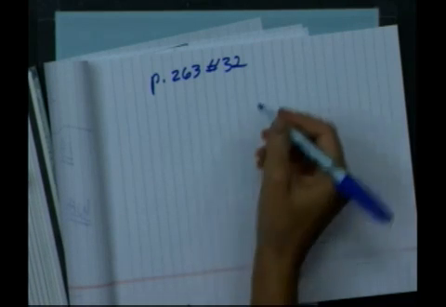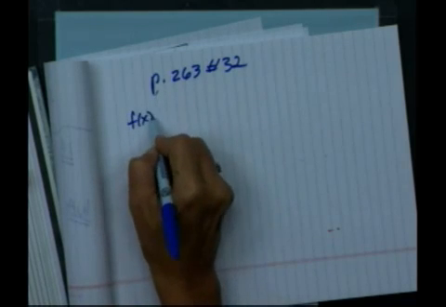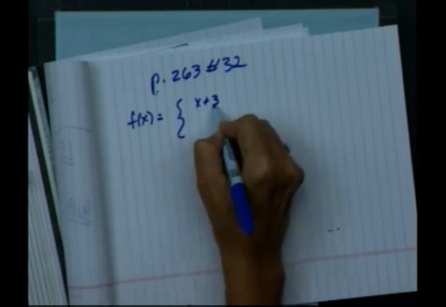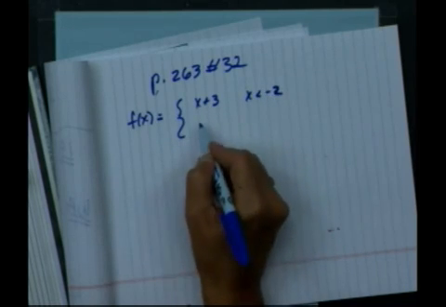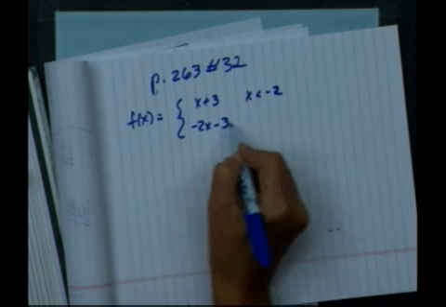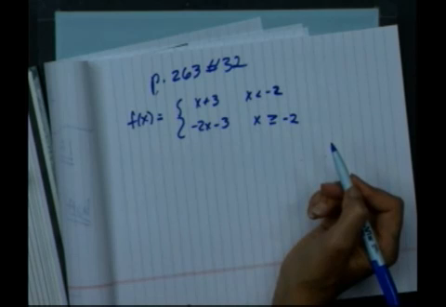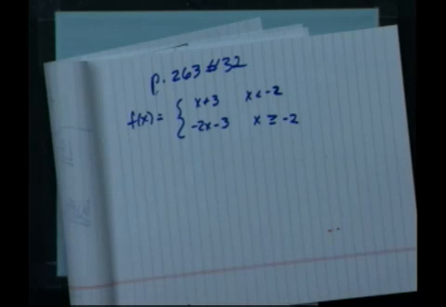Page 263, number 32. You're supposed to sketch the graph and answer a bunch of questions of f of x equals x plus 3 whenever x is less than -2, and -2x minus 3 when x is greater than or equal to -2. So we are going to sketch the graph and then we'll answer all those other questions.